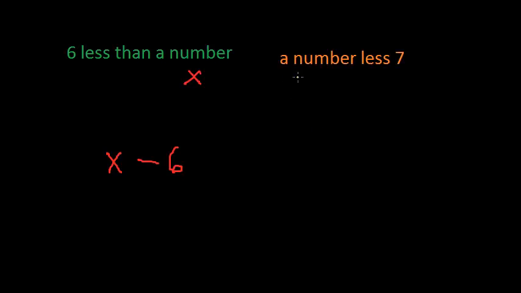On the other hand, if I'm told a number less 7, again I want to choose a variable to represent my number. A number less 7, say that number was 15. 15 less 7 would be 8. So really what I'm doing is subtracting 7 from that number. So I have y minus 7, and that is my variable expression.